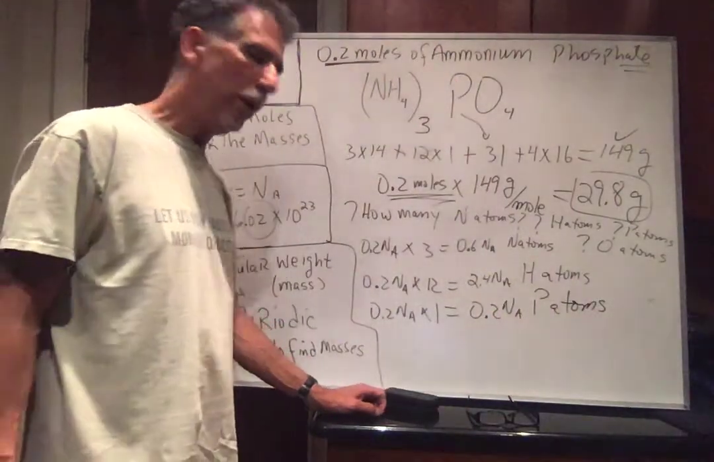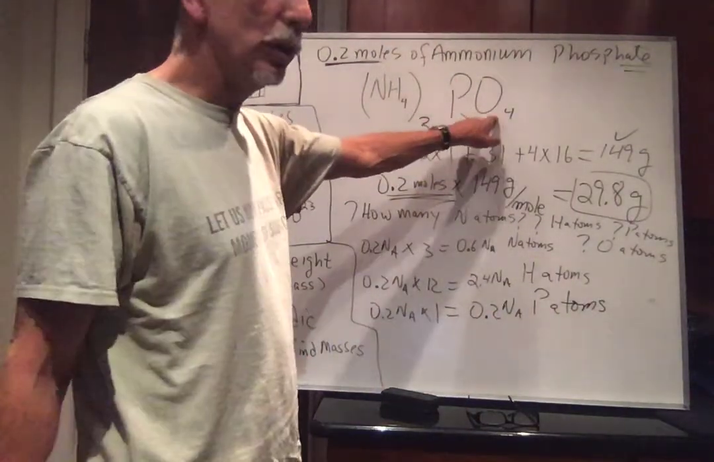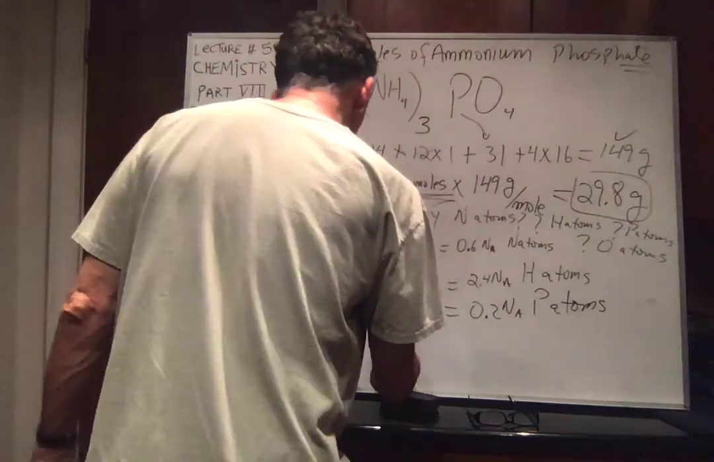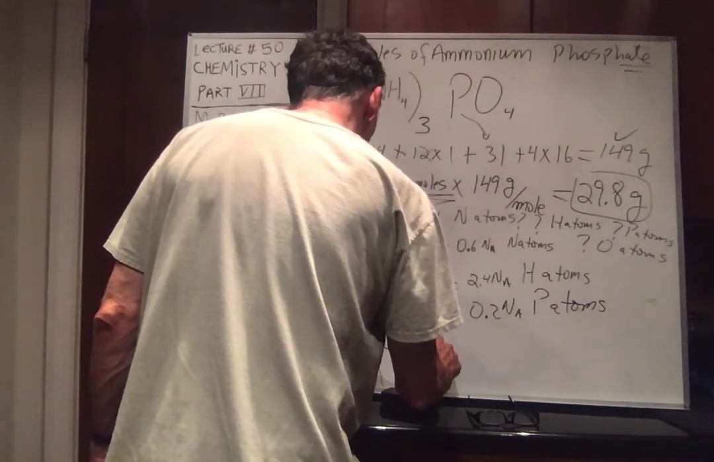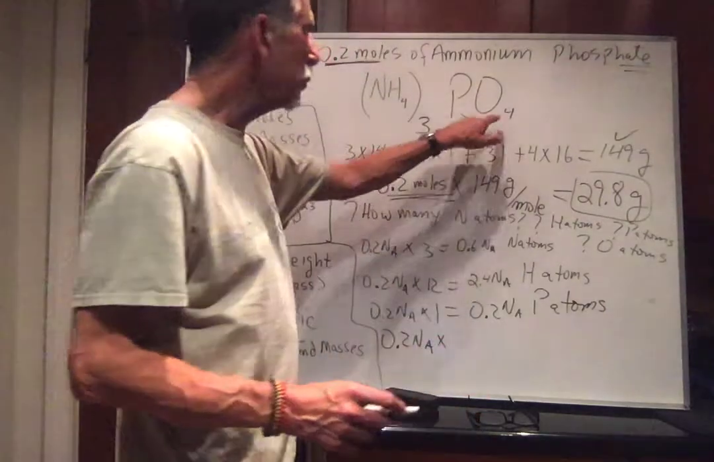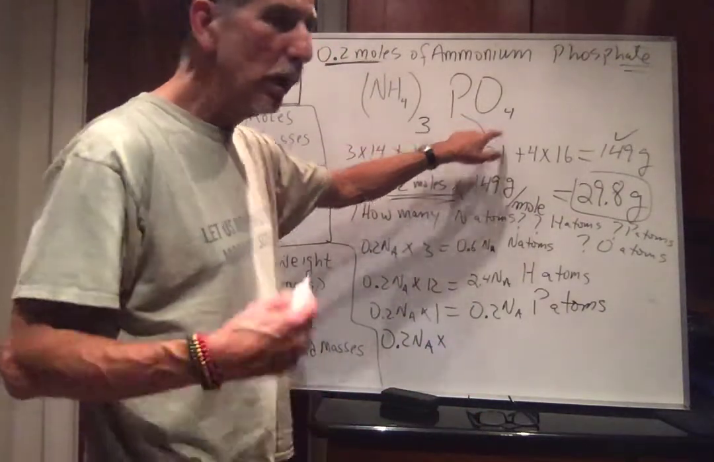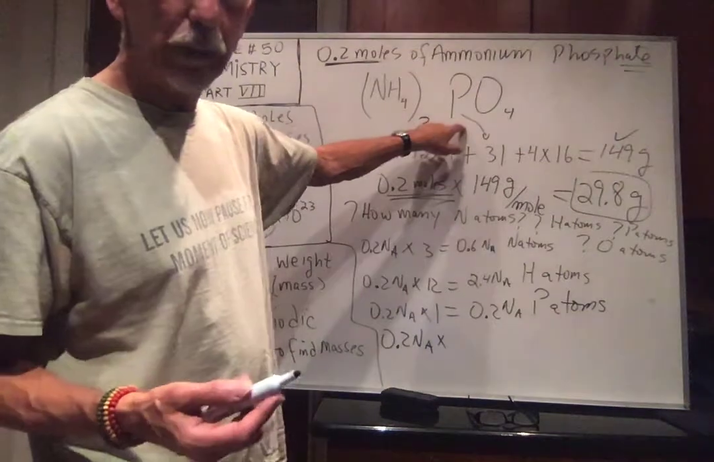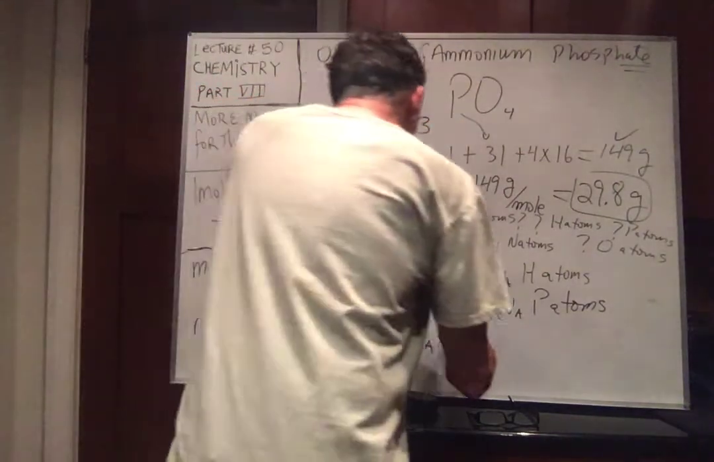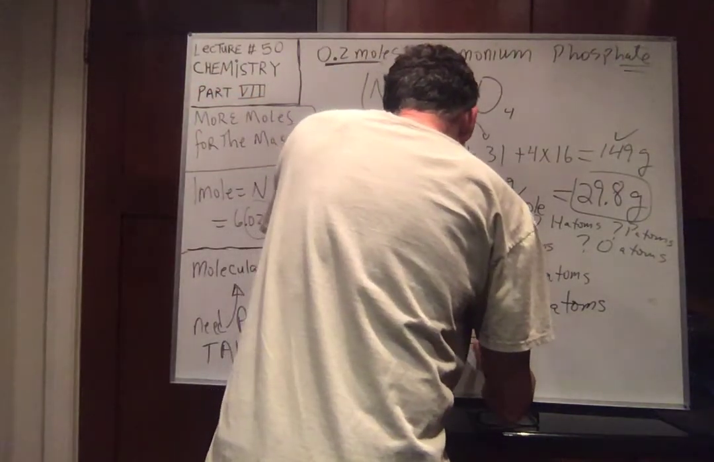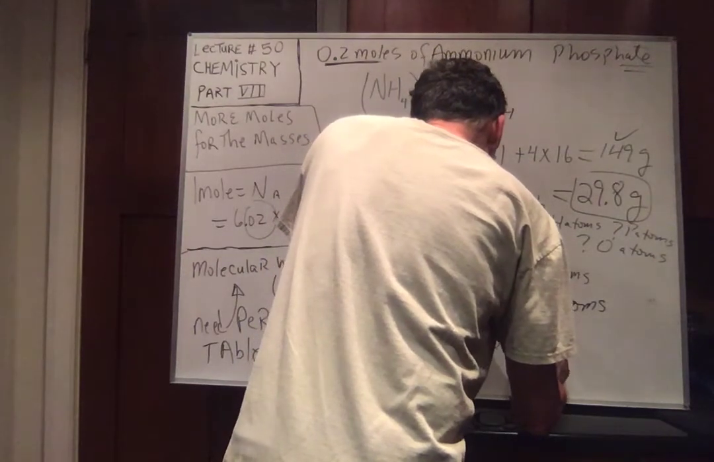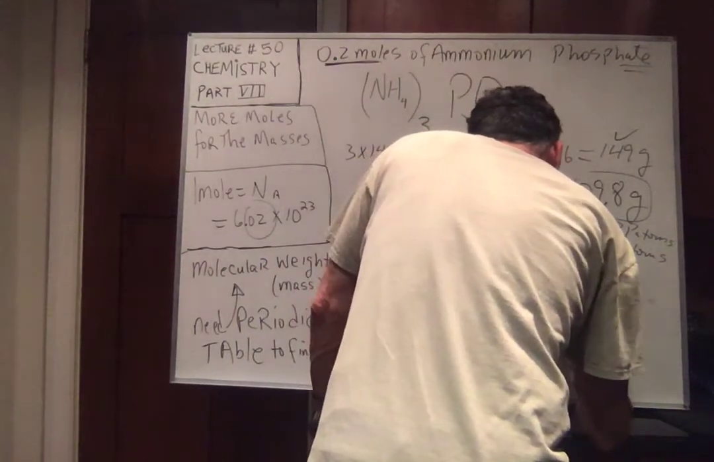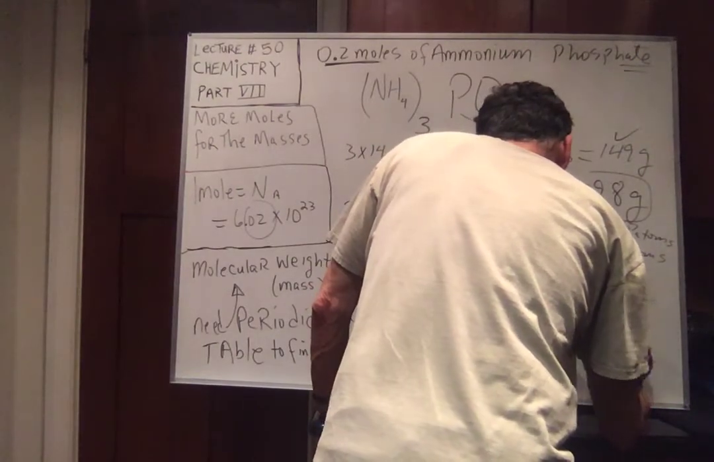See? Not bad. And then finally, oxygen. So we have 0.2 Na times what? Times 4, because we have 4 oxygens in each ammonium phosphate molecule. So we multiply this by 4, and we get 0.8 Na O atoms. And that's the answer.